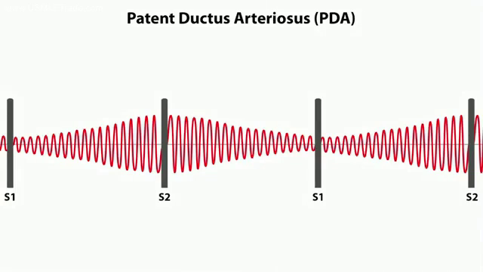Now, how do we keep a PDA open? With prostaglandins. And how do we close it? With NSAIDs, such as indomethacin. That's pretty much it for the diastolic murmurs. Now we're going to cover the systolic murmurs in the next video. But for right now, let's go ahead and take a look at the end of session quiz.